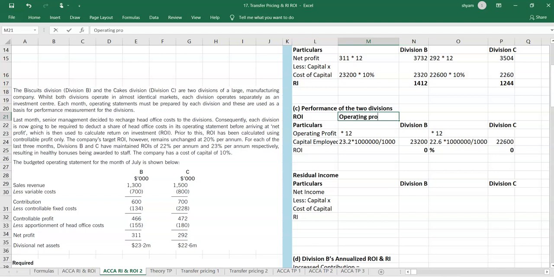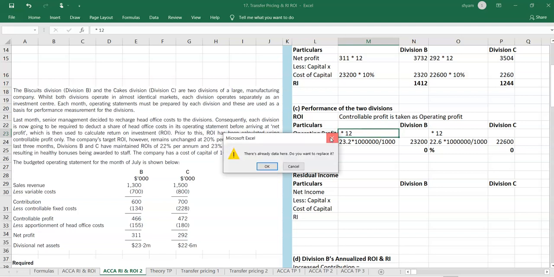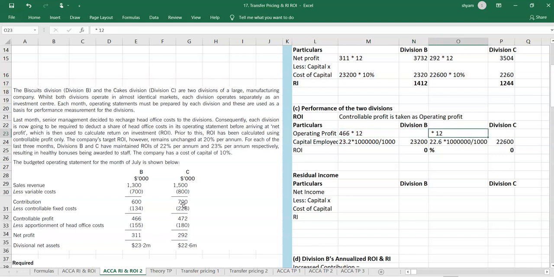Operating profit or controllable profit is taken as operating profit. So that's what we are making as an assumption. So what is the controllable profit for division B? It is 466 and here it is 472.